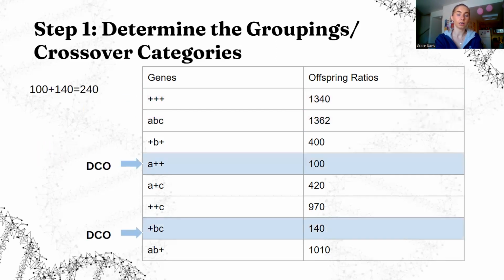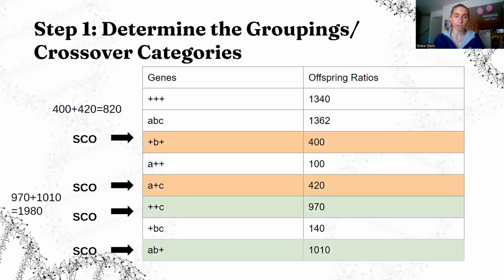Then I went ahead and identified the double crossover DCO group, which is the two lowest values in close proximity to one another, which was 100 and 140, and I totaled that to be 240. And then we can identify the last two groups, which are both single crossover groups, and the lower SCO group is highlighted in orange here, which is 400 and 420 with a total of 820. And then the other SCO group was 970 and 1,010, which totaled 1,980. And that's highlighted in green.